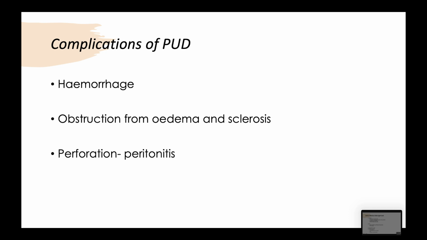So in terms of complications, like I said, peptic ulcer disease can lead to hemorrhage, and as well as that, you can form sort of edema and sclerosis, which can then lead to further obstruction or infections in the GI tract. And obviously, when the wall gets too weak due to the thinning from the ulcer, then you can potentially get peritonitis or perforation.